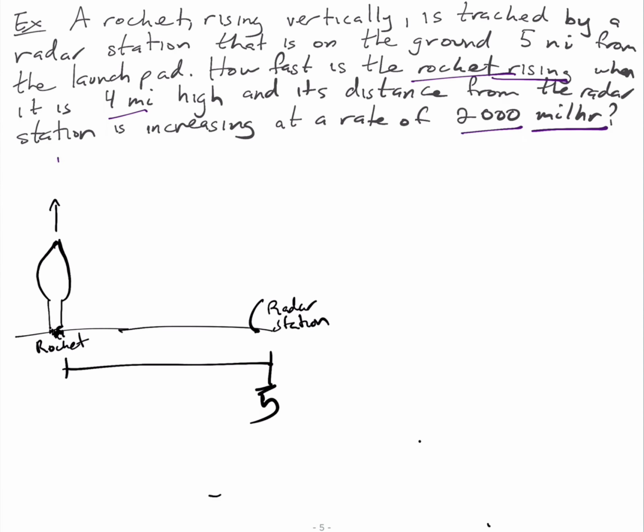Okay, so I think there's a few pieces of information here. I'll draw a line right there and draw a line right there. Notice this right here is changing, right? So I'm going to label that Y. Is this changing? Yes, I'm going to label it D. Is this changing? No, I'm going to label it 5.